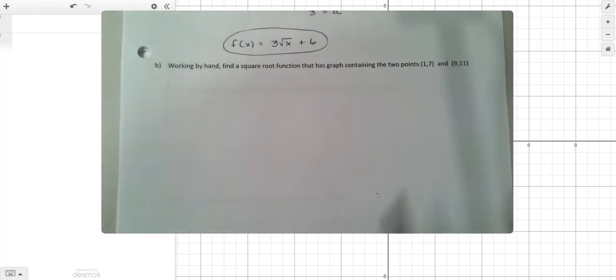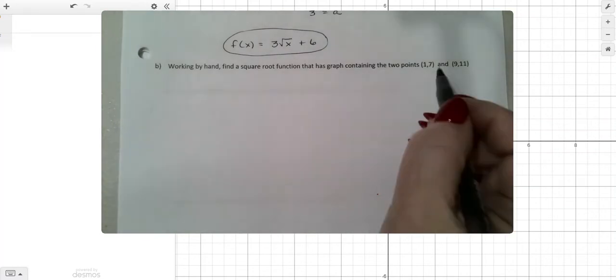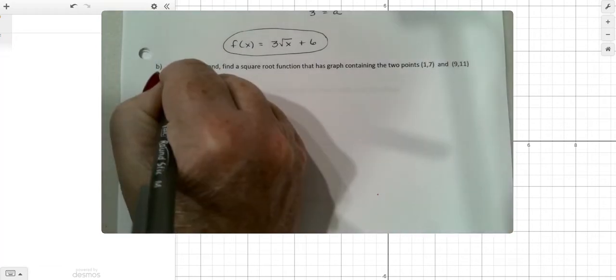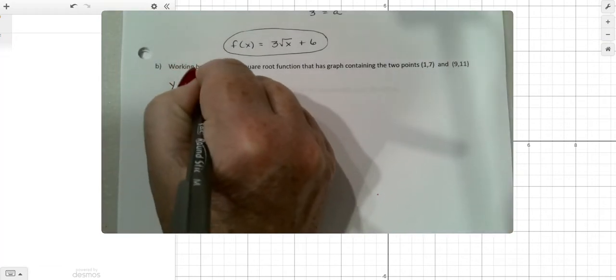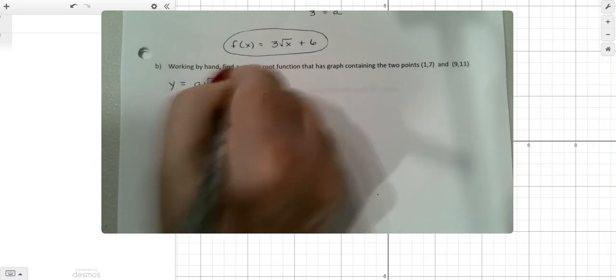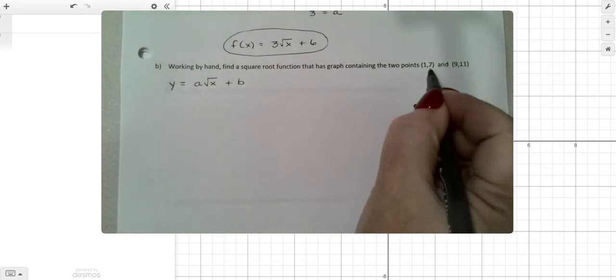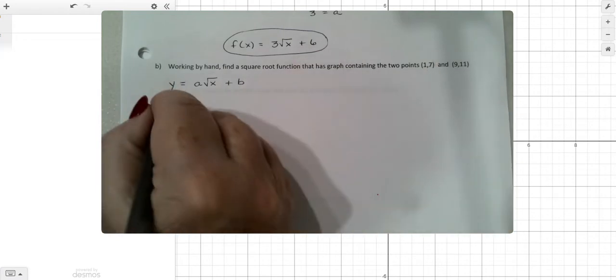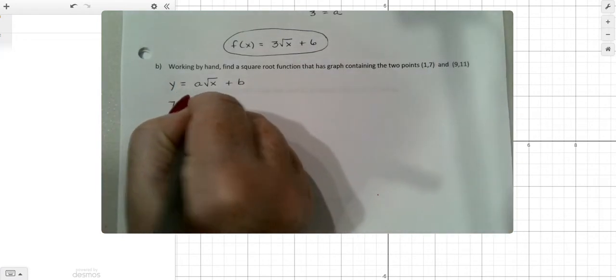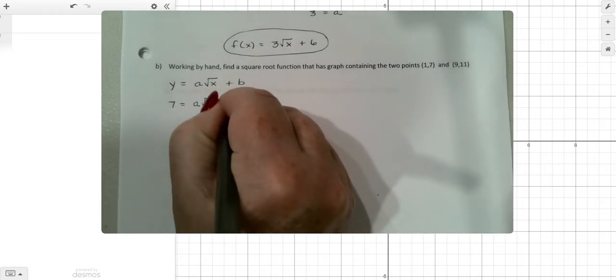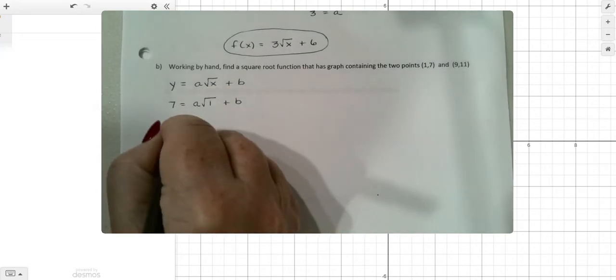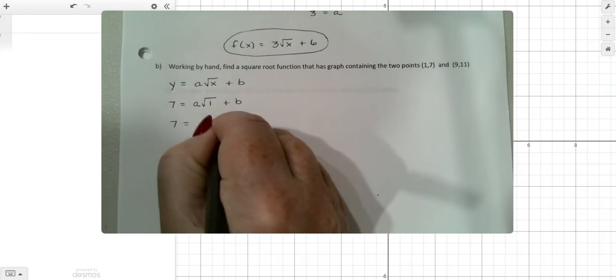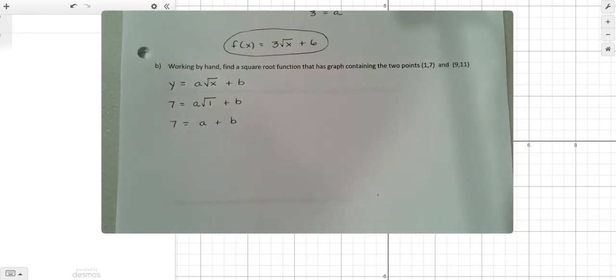All right, let's try one more. This time, again, I have 2 points, but I don't have the y-intercept. So I'm going to start the same way as before. I'm just going to plug both of those points in. Keep in mind, my model is always going to start with a square root x plus b. And I'll plug in this first point. y is 7, and x is 1. So I just get 7 equals a plus b.